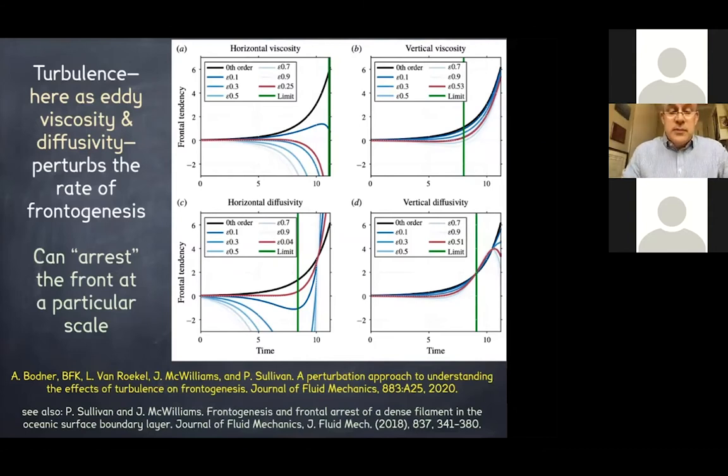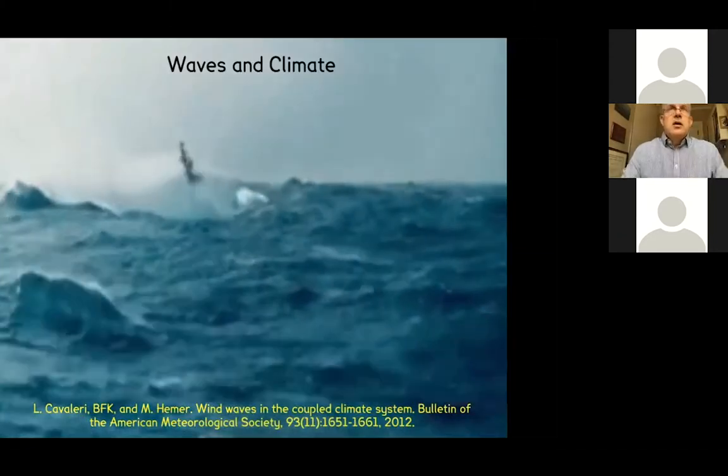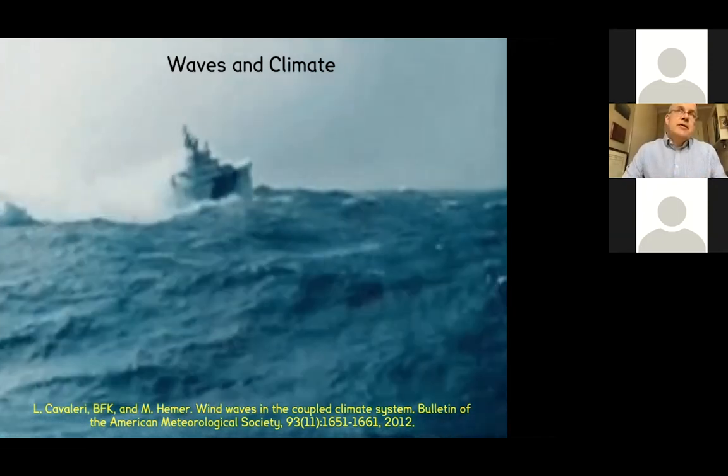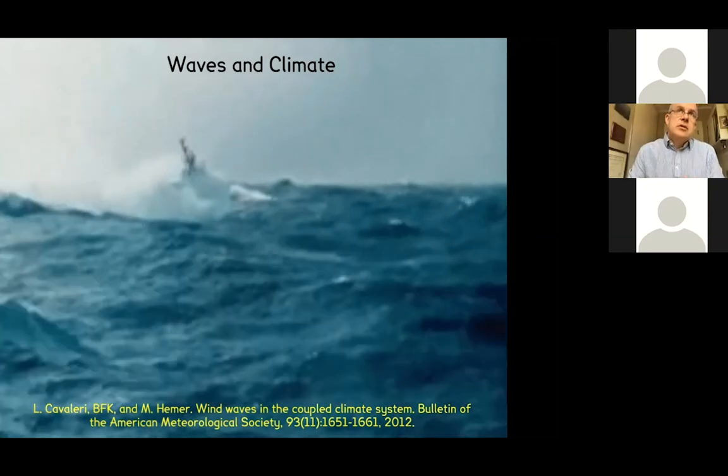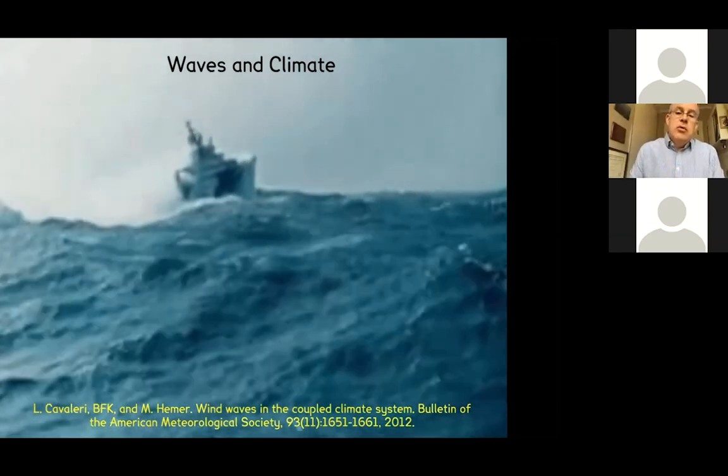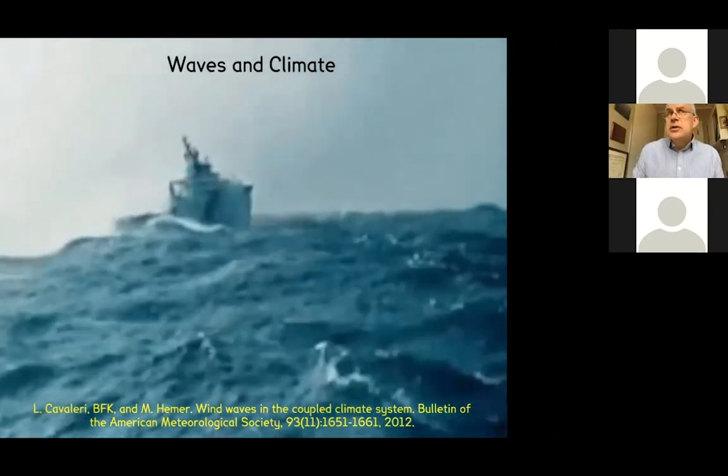There have also been some important direct numerical simulations or large eddy simulations of this frontal arrest process. This recent one, also in JFM, is well worth reading, and it's another one of the papers that has been opened up. Okay, so we have a sense of how fronts are formed. We have a sense of how we might understand that they will interact with turbulence, and in particular that turbulence might arrest them.